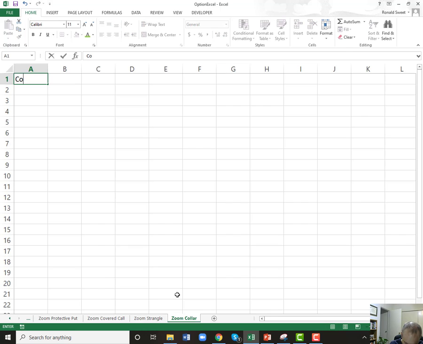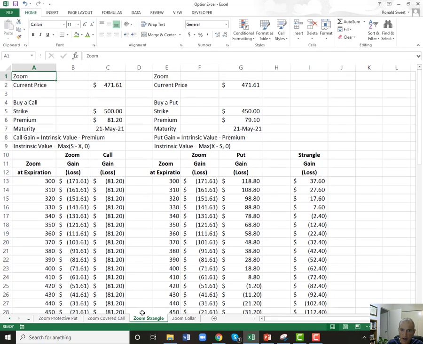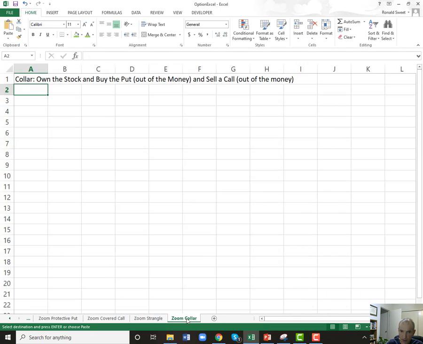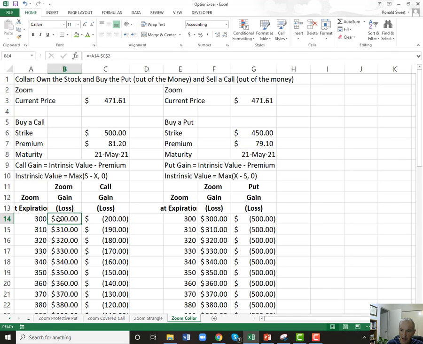A collar is you own the stock and you buy the put out of the money and you sell a call also out of the money. So what I can do is come over here to the strangle and bring all of this in for the strangle, and we should be able to use it. We also want the stock.